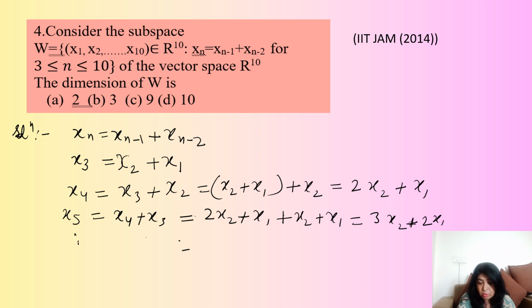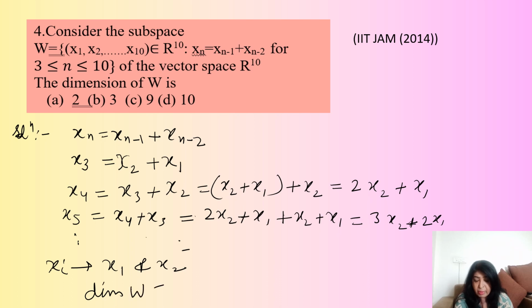And so on. So what we are seeing is that every xi is a linear combination of x1 and x2. So the dimension of W will be 2. So 2 is the right answer. So A option is correct.